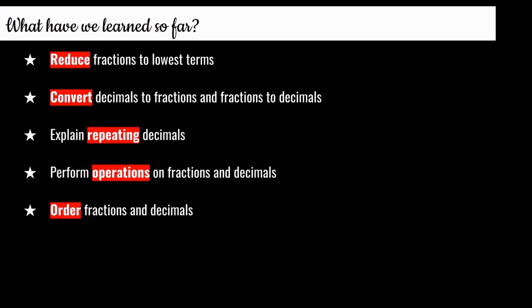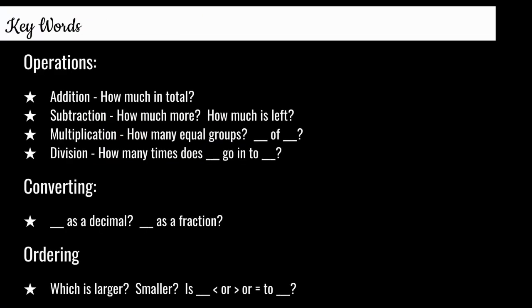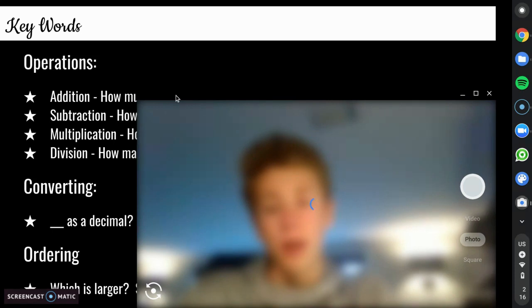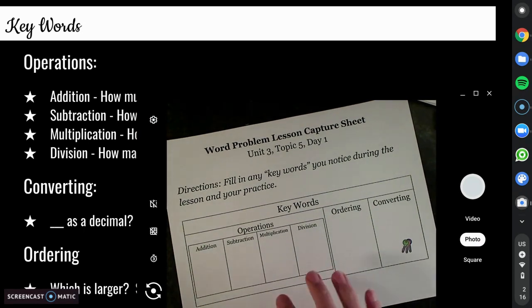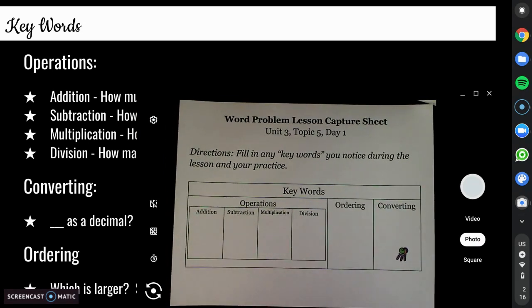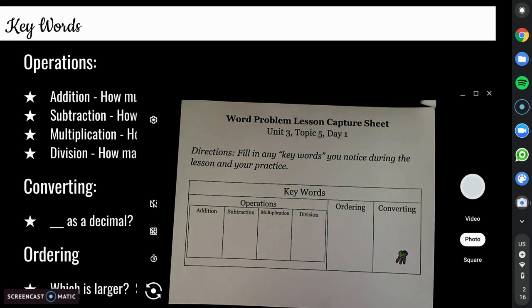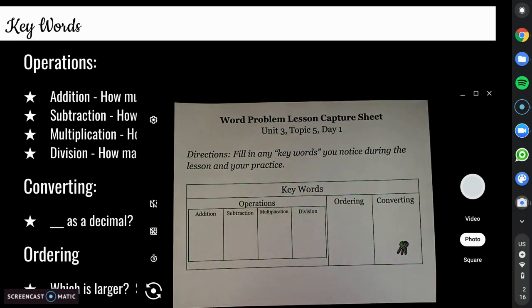Okay, so the first thing that we're going to talk about is some keywords for word problems, because that is always what we look for when we're doing word problems. This is what the top of your capture sheet should look like. There's a little grid here that you can see, and it has some keywords for each operation and for ordering and converting. Okay, so I'm going to write those with you.